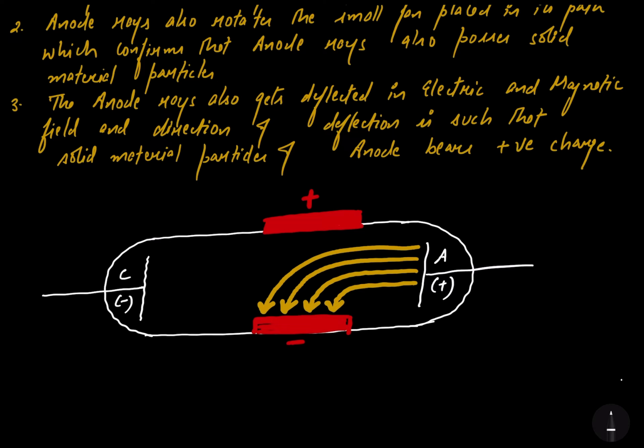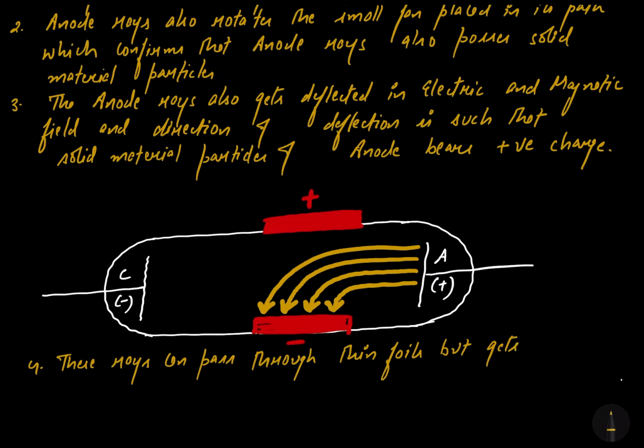Now, these rays can pass through thin foils but are blocked by thicker foils. The fourth point: these rays can pass through thin foils but get blocked by thicker foils.